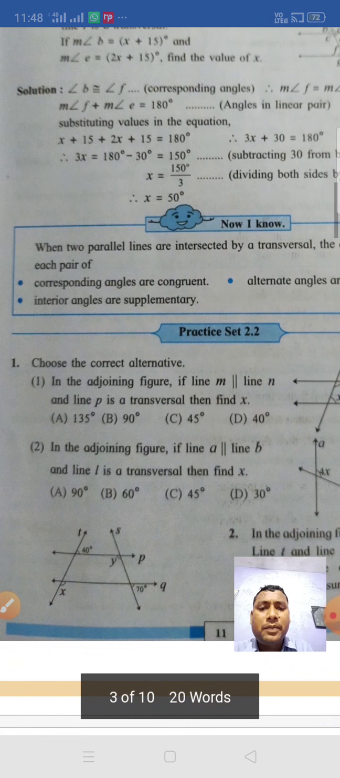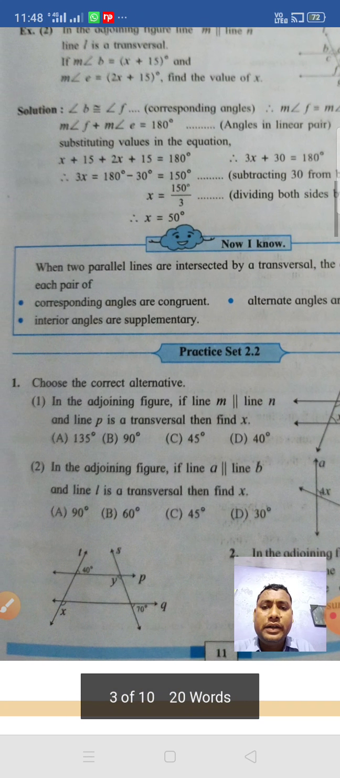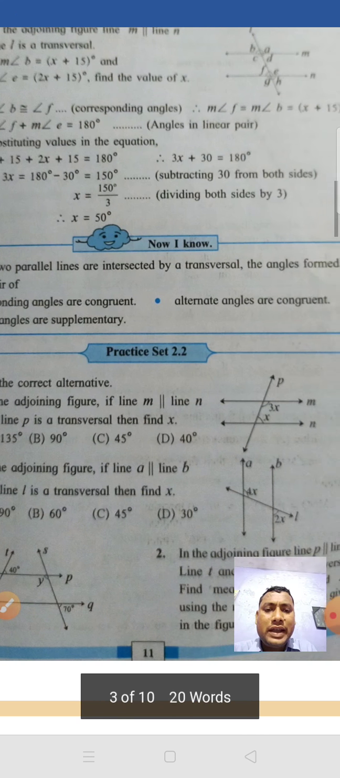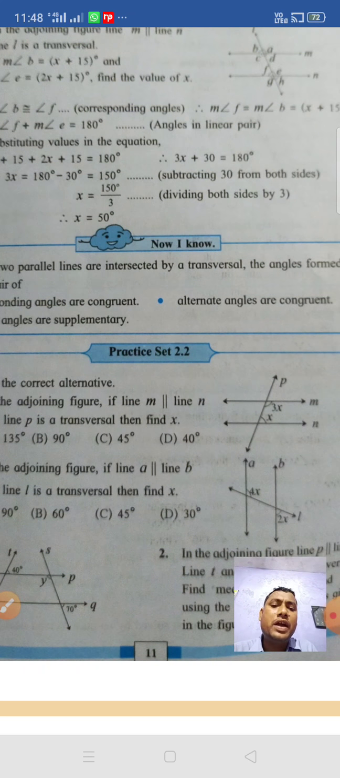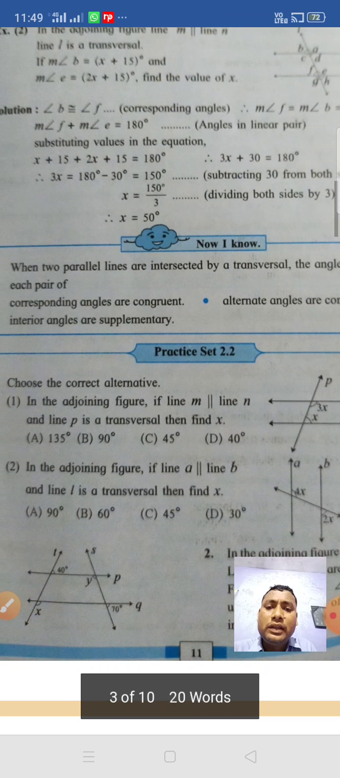Now let us see practice set 2.2. In practice set 2.2, see student, question number 1, choose the correct alternative. In this adjoining figure, line m is parallel to line n and p is a transversal. Then find the value of x. There are 4 options given, it is an MCQ, multiple choice question. A is 135 degrees, B is 90 degrees, C is 45 degrees and D is 40 degrees. You have to choose the correct option from these 4 options.